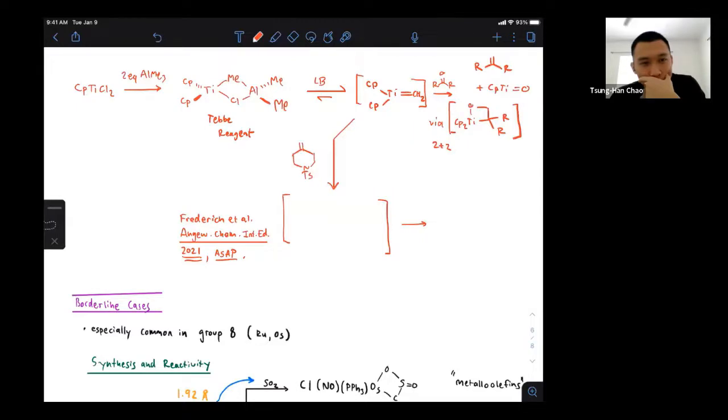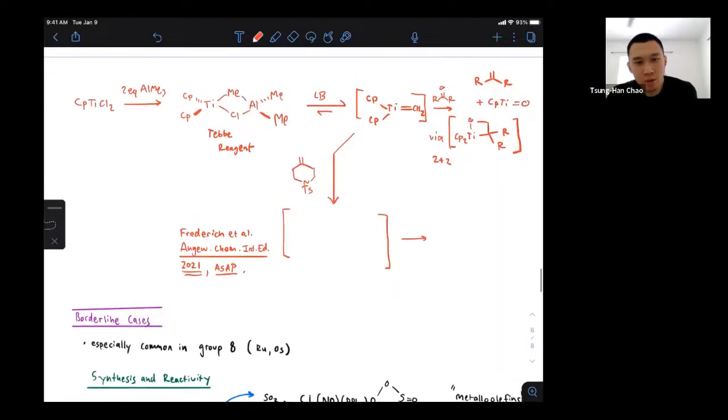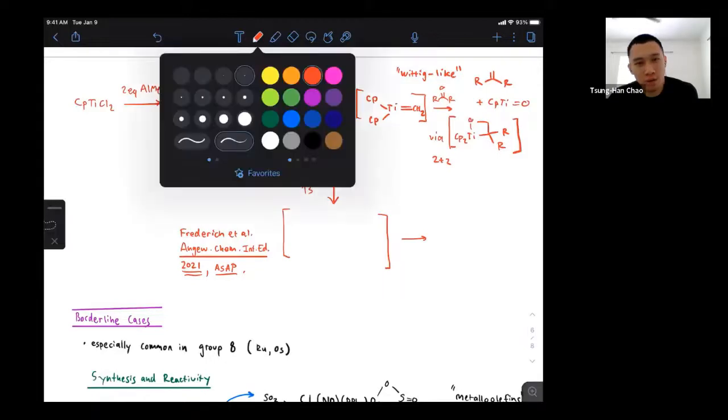I think if the reaction can be recycled, then there's some reductant to reduce the titanium oxide and go back to a carbene.